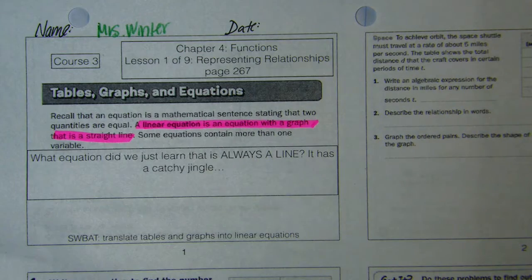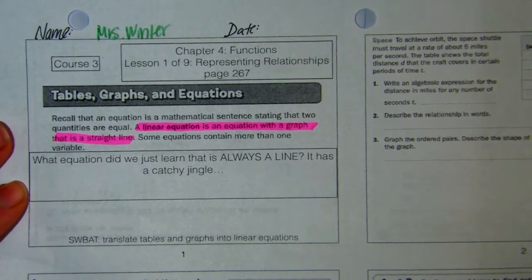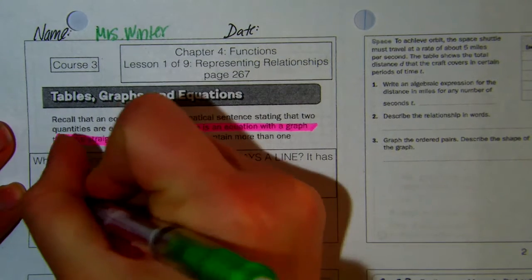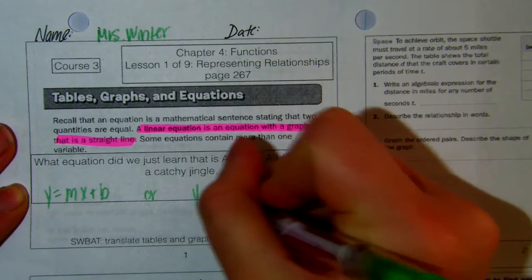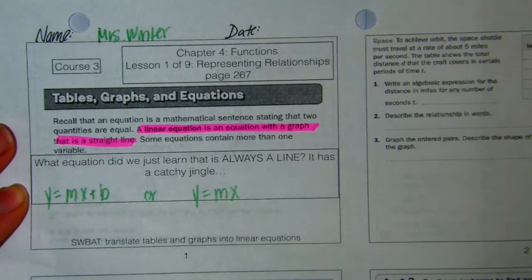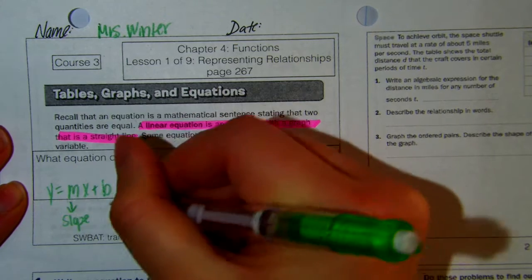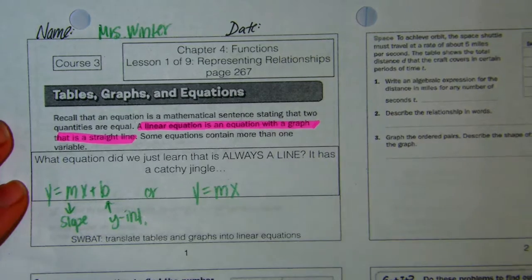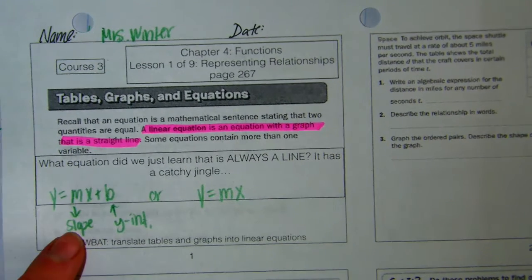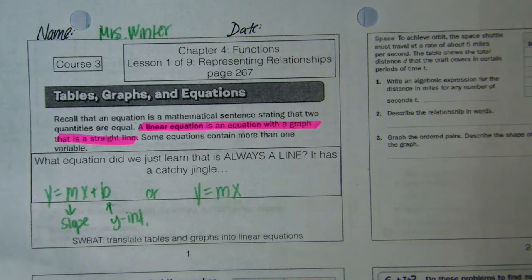Some equations contain more than one variable. What equation did we just learn that's always a line? Y equals mx plus b. Or sometimes it doesn't have a b, it starts at the origin. So m was the slope, b is the y-intercept. Or this is how it changes, the constant rate of change. This is where it starts on the graph.